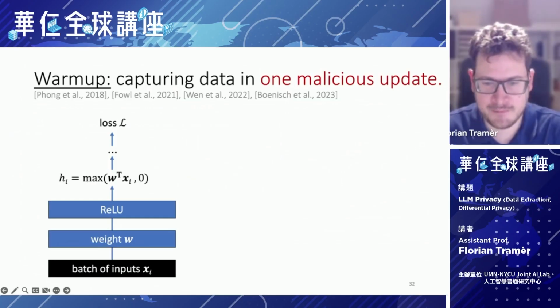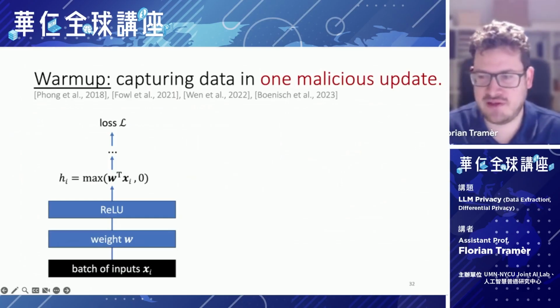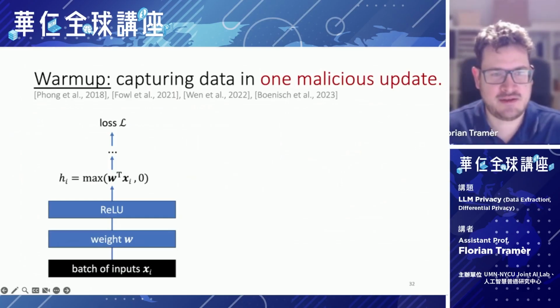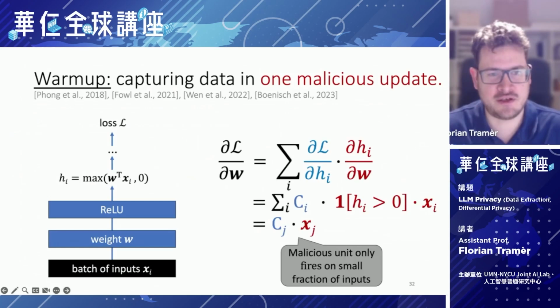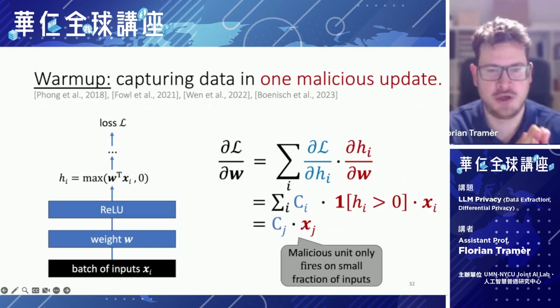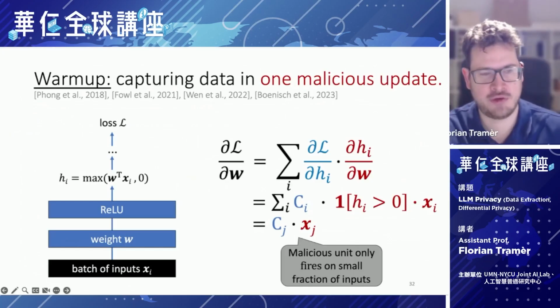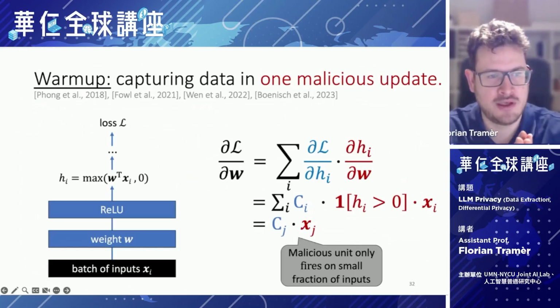And the insight here, this doesn't come from our work, this was from these previous works on attacking federated learning, is that if you compute the gradient with respect to the weight of the very first layer, this is essentially a linear combination of all the inputs in the batch that happen to have a non-zero activation. So where this ReLU is going to be non-zero.